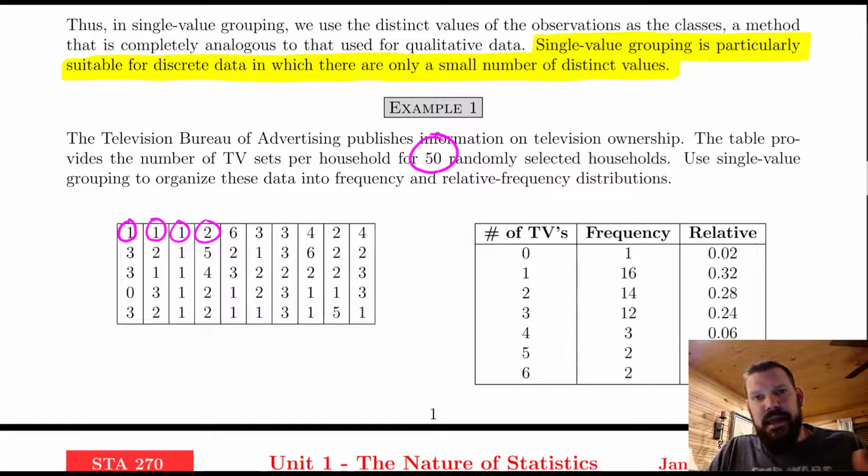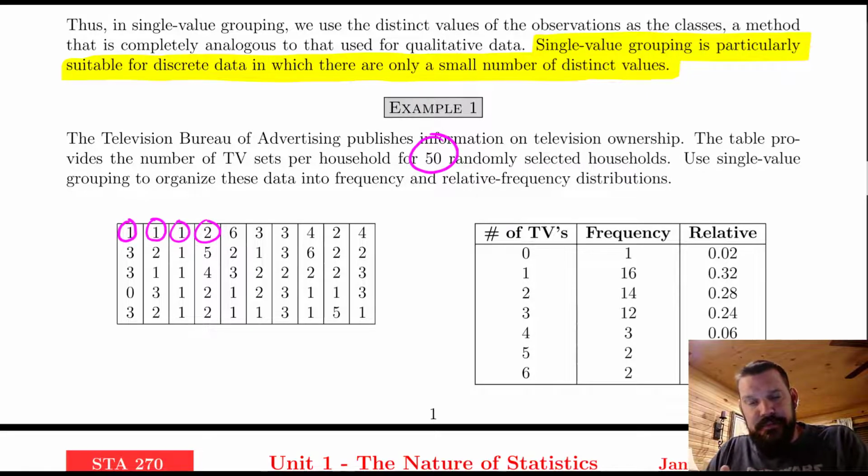Rather than sit here and count out and make a table of all 50 values and start tallying them up as we go, I've gone ahead and done that, and I've created this second table that you see on the right hand side of the screen. So just keep in mind, separate these 2 things in your mind. The left hand side is the data that was collected from the 50 randomly selected households, and that table shows the number of TVs per household.